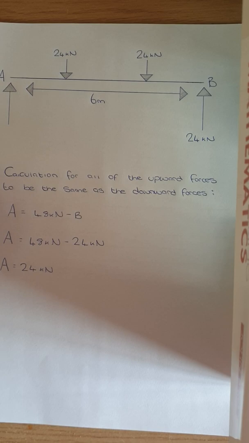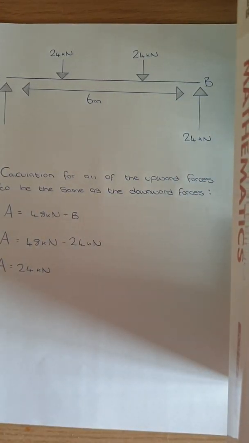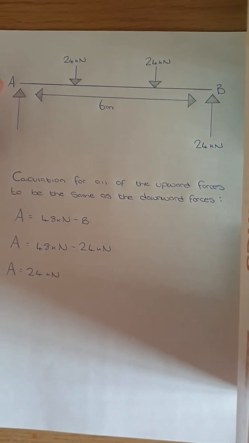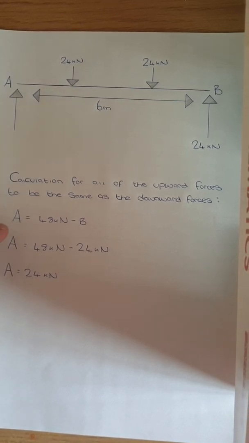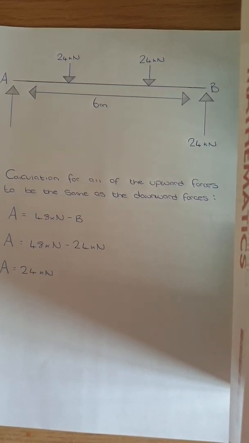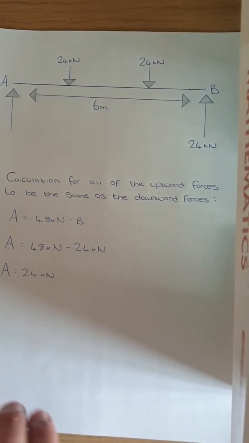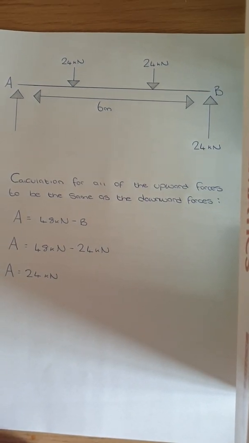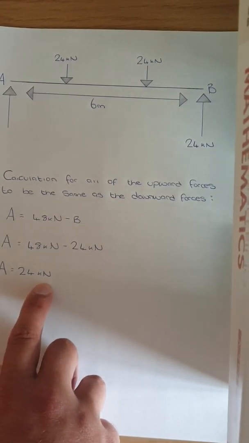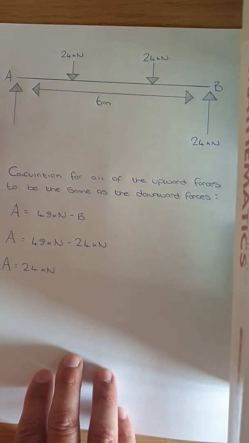So this is the calculation for all of the upward forces to be the same as the downward forces. What I've done as well, I've labelled B here. So to calculate that, we have A, because we're trying to find out the force pushing up to be in equilibrium, is 48 kilonewtons, which is the force pushing down, minus B, which we have as 24 kilonewtons. So 48 kilonewtons minus 24 kilonewtons, you can see A equals 24 kilonewtons. So this force pushing up here, A, is 24 kilonewtons.